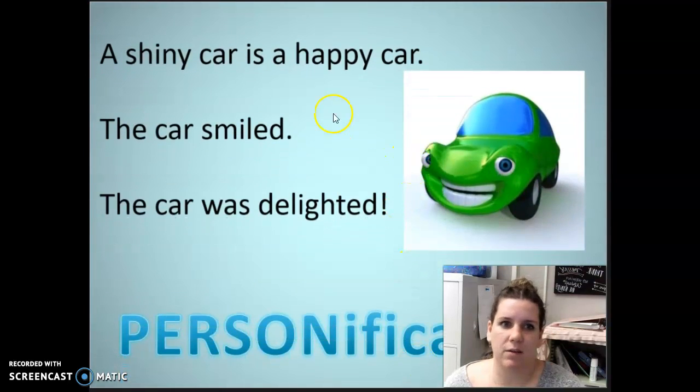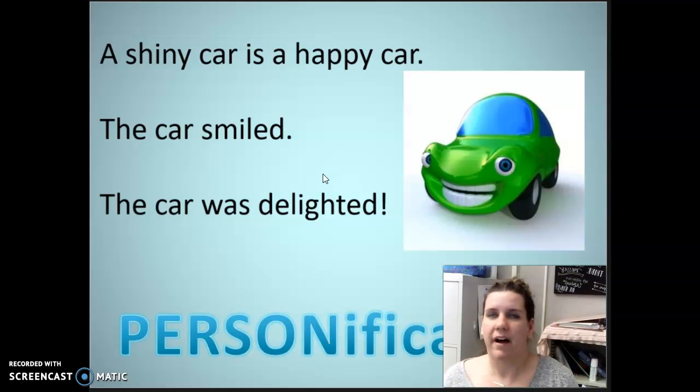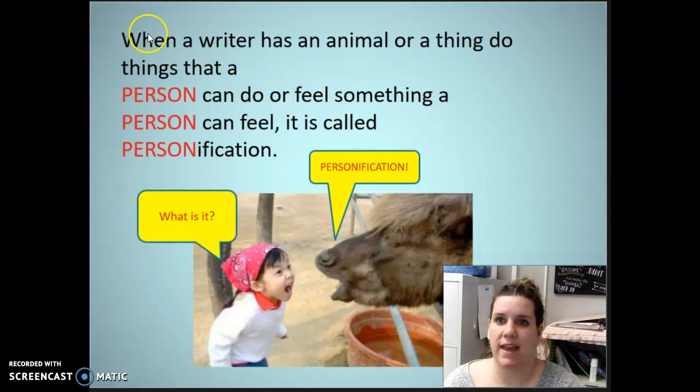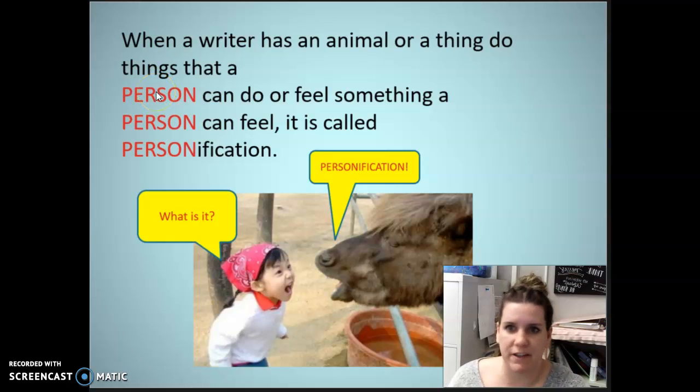So for example, here we have a couple of them. A shiny car is a happy car. The car smiled. The car was delighted. You might say, oh, my car was so happy once it was filled up with gas. Or maybe, oh, my gas is low, my car must be thirsty. Well, cars can't be thirsty. So that would be personifying the car. Again, personification is when a writer has an animal or a thing, something that's not human, do things that a person can do or a person can feel.